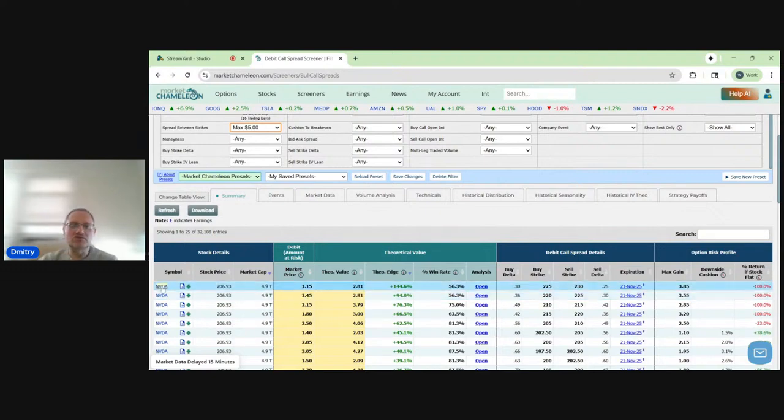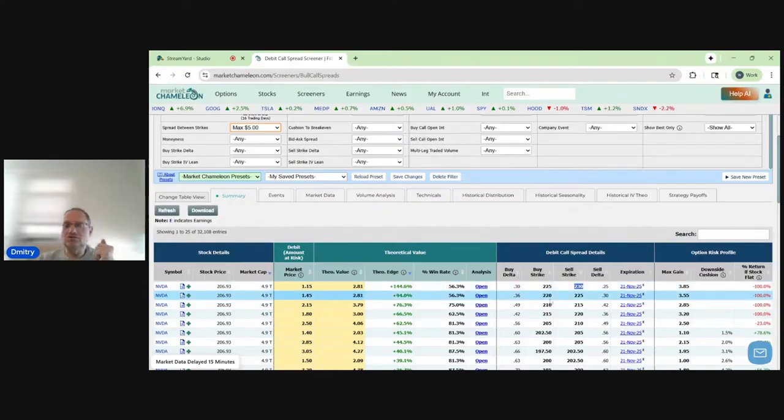So you can see here from left to right, we have NVIDIA, stock price, market cap. This is the particular call spread, November 21st, buying the 225, 230 call spread, because we're right now looking at debit spreads or bullish spreads. And then we have these other related analytics to help us evaluate all these different combinations of call spreads.